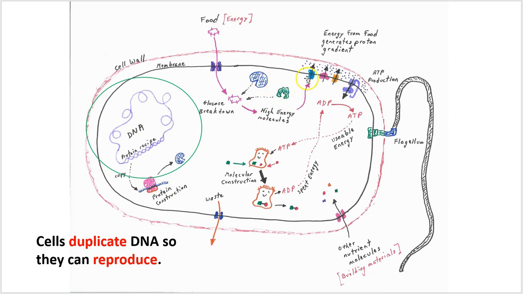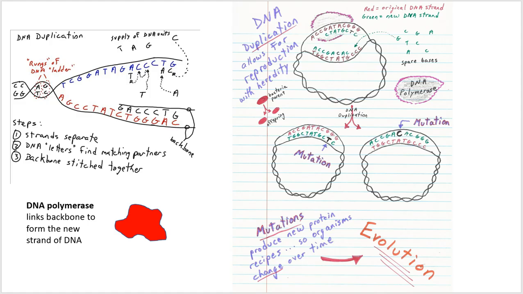So each of these different proteins that perform different jobs, they have a recipe stored in the DNA molecule as a sequence of letters along one strand. But not only that, the DNA can be duplicated, and the cell will duplicate the DNA in order to reproduce. And here we'll look on the left. Here's how the cell duplicates its DNA. The 2 strands separate, and then the spare letters of DNA in the cytoplasm are going to find their matching partners according to the pairing rules, the A with T and the G with C.